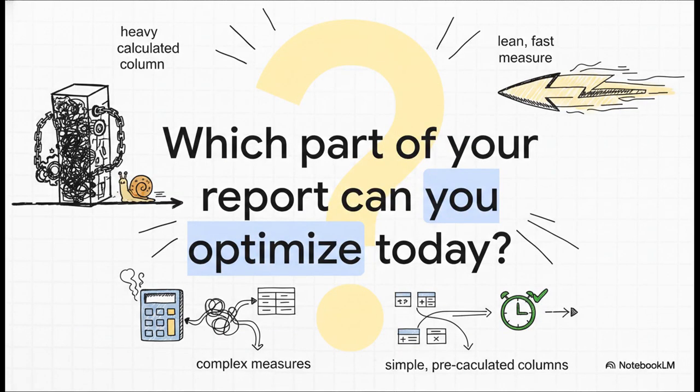So I'll leave you with this question. Think about the last Power BI report you built. Are there any of those heavy calculated columns that could be swapped out for a lean, fast measure? Or maybe you're using a really complex measure where a simple pre-calculated column would be way more efficient. Go take a look. You might be really surprised at the performance boost you can get.